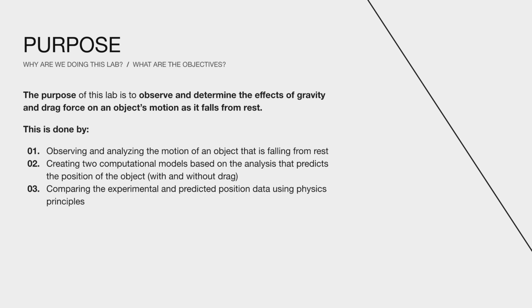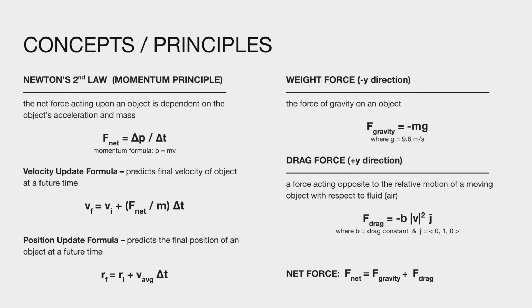This will be done by observing and analyzing the motion of an object that is falling from rest, creating two computational models, one that neglects drag force while the other does not, based on the analysis that predicts the position of the object, comparing the experimental and predicted position data using physics principles. These principles include Newton's second law or the momentum principle. This focuses on the fact that net force acting upon an object is dependent on the object's acceleration and mass.